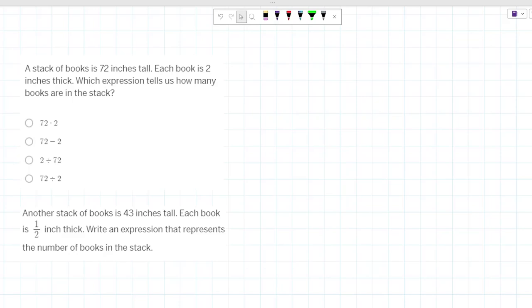So for this one, it's actually kind of helpful to draw a picture to help us visualize what's going on here. Math pictures are a really good way to avoid some simple mistakes when we're thinking about expressions. So on your whiteboard or paper, let's go ahead and draw a simple picture that represents a stack of books. And remember, this stack of books is how tall? 72 inches tall.